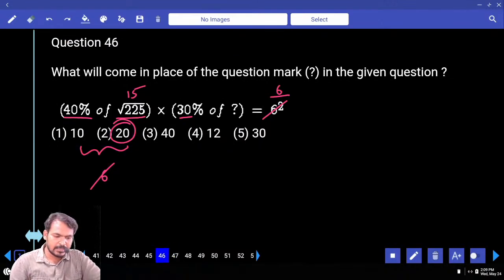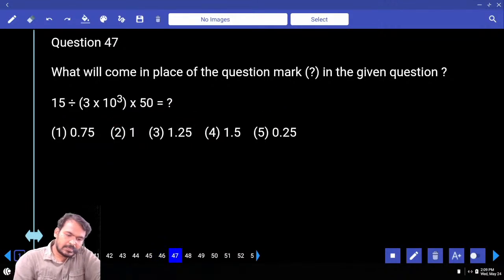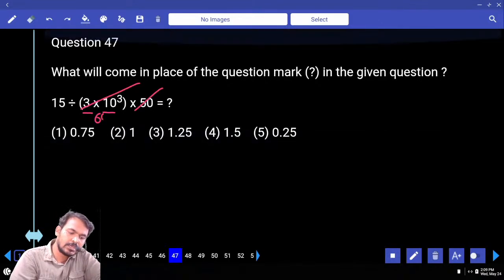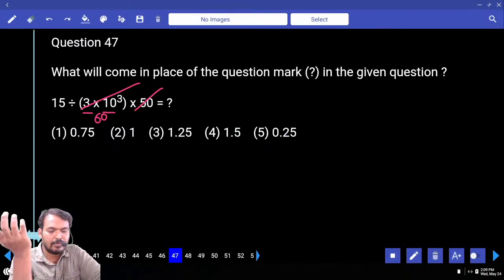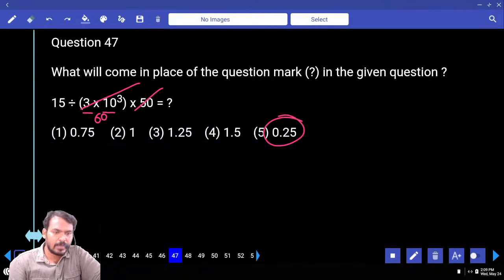Next 47. First 3 into 10 cube. 3000 or not? 50 how many times? 3000. 60 times or not? Then we are getting 15 by 60. 15 by 60 means 1 by 4. 1 by 4 means 0.25.